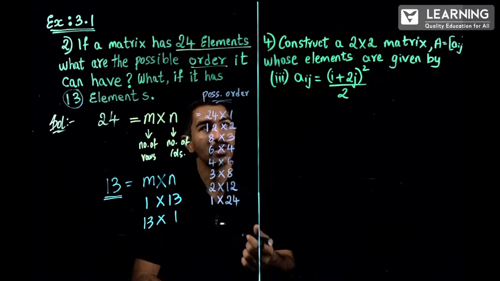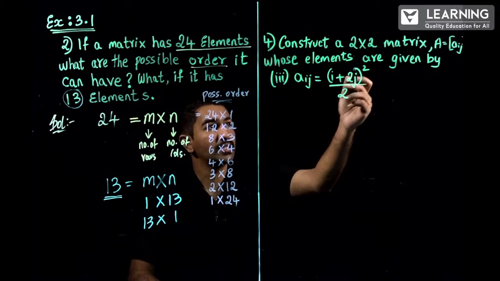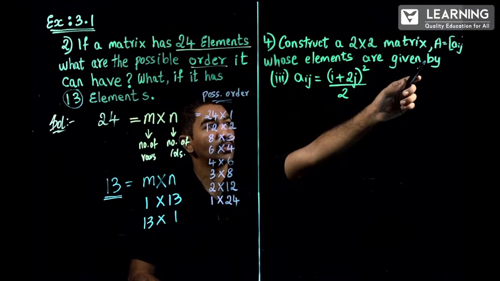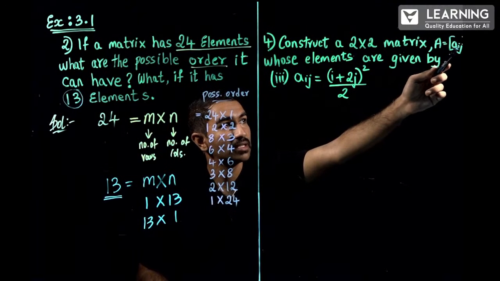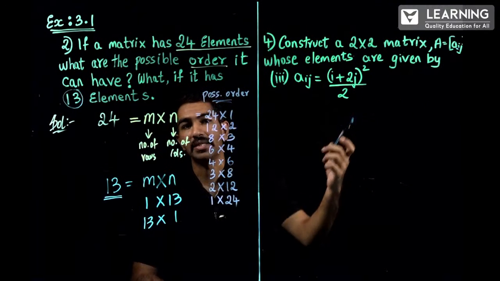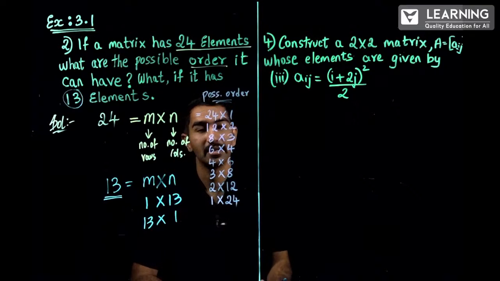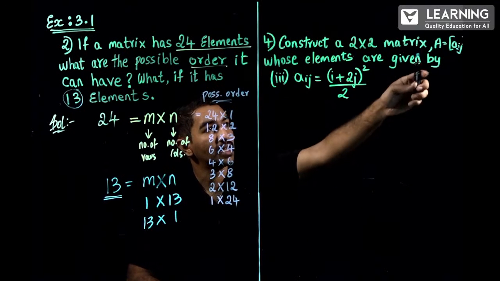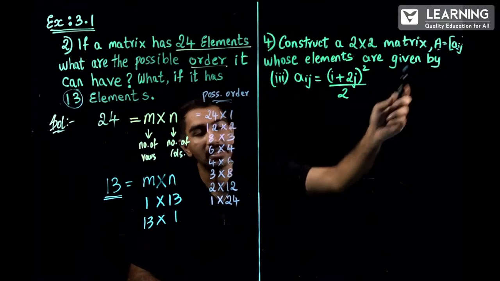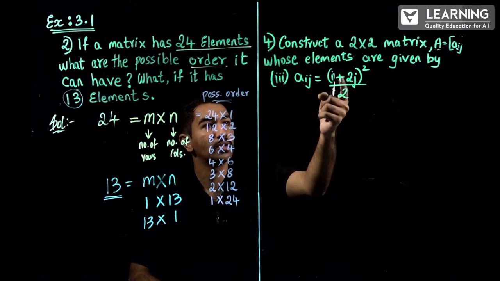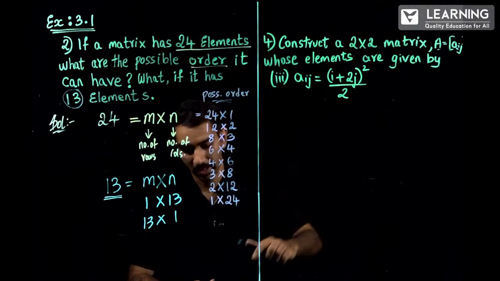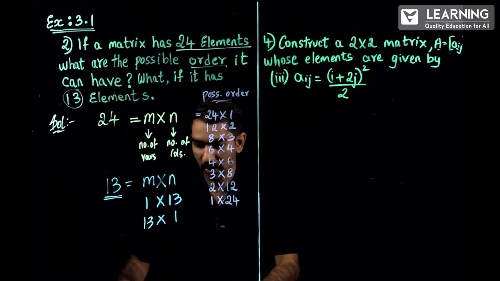Okay. Moving on to the next question. Construct a 2 cross 2 matrix A equal to Aij. As we discussed in the synopsis, this is the standard form of representing an element or entry of a matrix. And the capital letter here is nothing but the matrix itself, whose elements are given by Aij equal to (I plus 2j) the whole square by 2. So students, which type of matrix do we have to construct here?